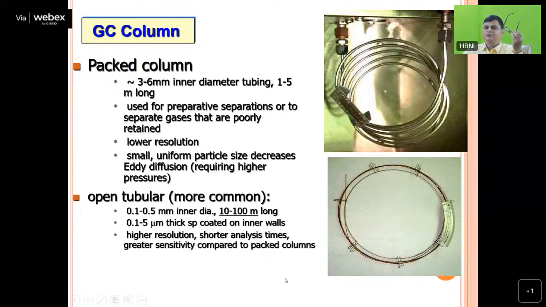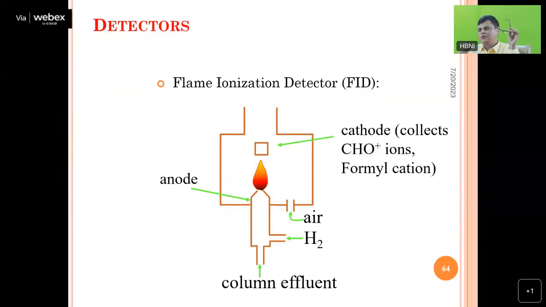Whereas the open tubular columns, which are more common, have inner diameters of 0.15 to 0.5 mm, and are 10 to 100 meters long, with 0.1 to 0.5 micron thick special coatings on the walls. Higher resolution, shorter analysis times, and greater sensitivity compared to the packed columns are obtained when we are using the open tubular columns. And this is one of the most common.